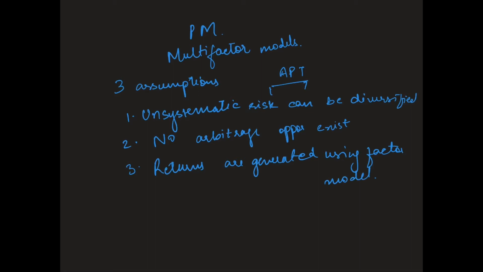Okay, then the next thing we have here is the APT equation itself, which is very simply the risk-free rate plus beta of whatever factor into, this would be the sensitivity, this would be the abnormal returns, plus beta of factor 2, whatever the sensitivity of this stock is, into whatever the abnormal returns this is giving.